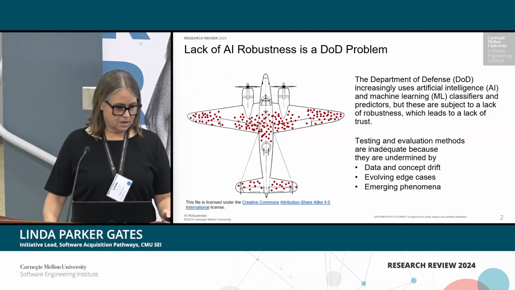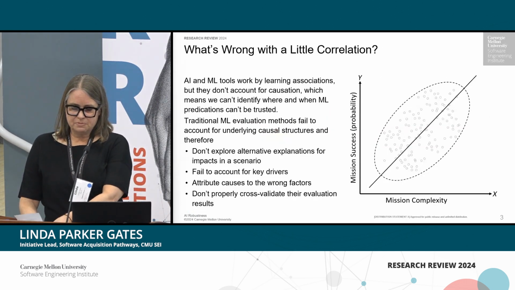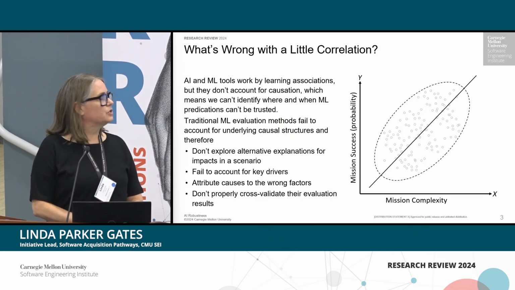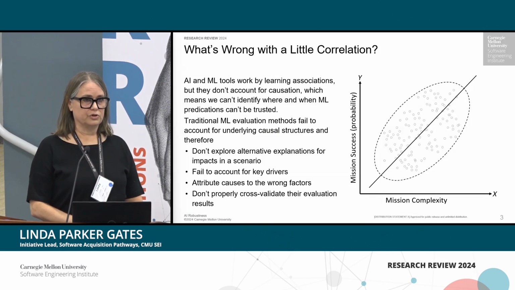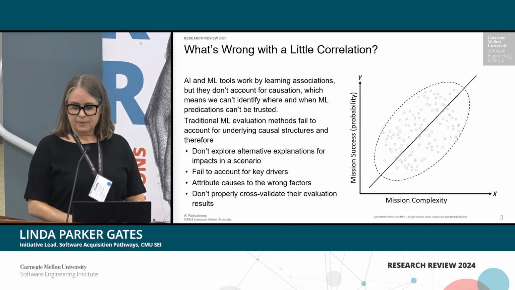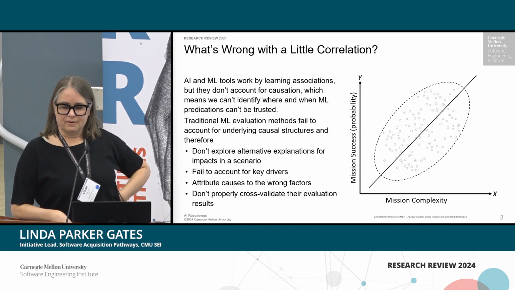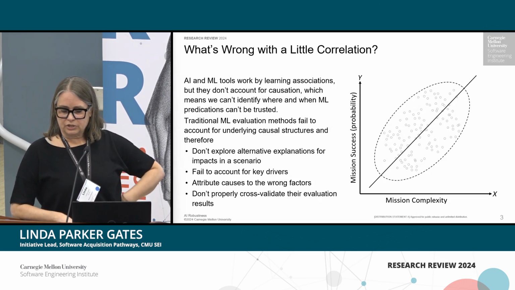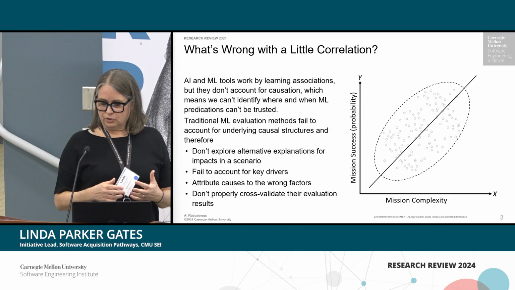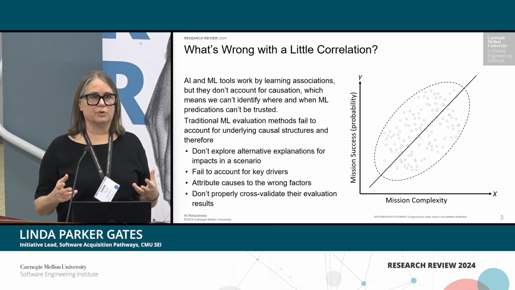So overall, we just need to be careful about the way we are caring for all the idiosyncrasies associated with the tools. So I want to talk a little bit about correlation, because AI and ML rely heavily on correlation and sometimes don't account for some underlying causal structures. And we're going to talk a lot about causal learning this morning. But basically, what's wrong with a little correlation? It's good for quite a bit, right? But heavy reliance on correlation can lead to models that don't allow you to look at alternative explanations or fail to account for some key drivers that might be attributing causes to the wrong factors.